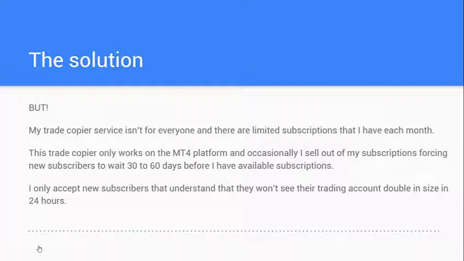MT4 is short for that, for those of you who are new to the business. And occasionally I do sell out of my subscriptions, and that forces new subscribers to have to wait 30 to 60 days before I have available subscriptions. And I only accept new subscribers that understand that they won't see their trading account double in size in 24 hours. Every once in a while, somebody will send me an email, and I know that they're getting this information because they're being misguided by some of these other people out there that don't have enough experience, or they're trying to mislead them to sell them something.